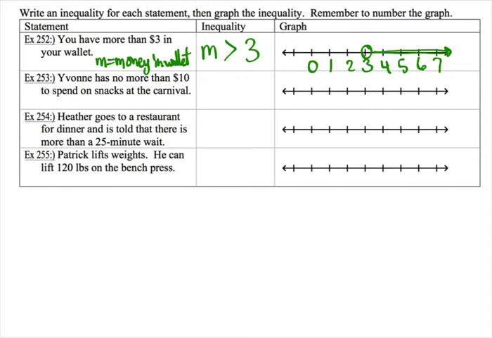Example 253. Yvonne has no more than $10 to spend on snacks at the carnival. Let's use an S for snack money. So the boundary point is 10. My variable that I'm using for snack money is S, and she has no more than $10. So she could actually spend $10, so that is going to be or equal to. But can she spend more or less? If she has no more than 10, she can spend less than $10, but no more than. So S is less than or equal to 10.